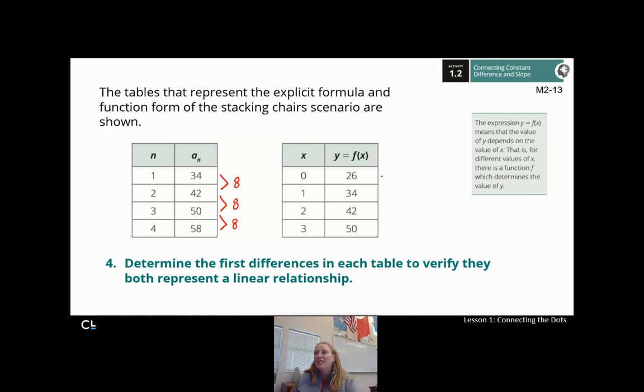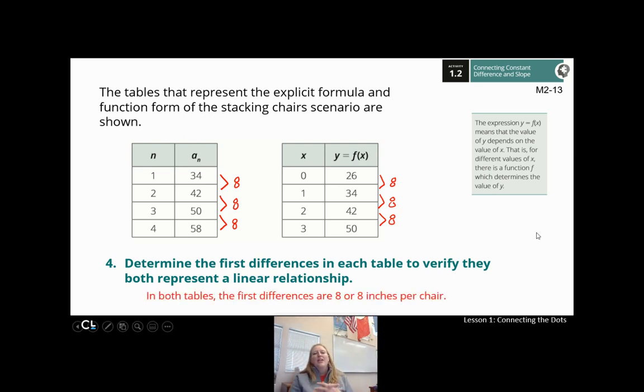Let's do our first differences on this other table. So if I subtract these guys, 34 minus 26, yeah, that's an 8. If I subtract these guys, 42 minus 34 also gives me an 8, and 50 minus 42 also gives me an 8. Yay! So we found our first differences. In both tables, the first differences are 8, or 8 inches per chair if you want to make sure that you've got your units going correctly. So for each chair we add on, we have a difference of 8 inches. We're adding on 8 more inches. And so this is what we call first differences.